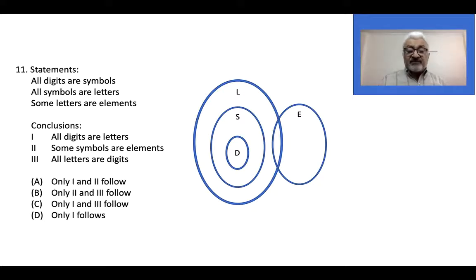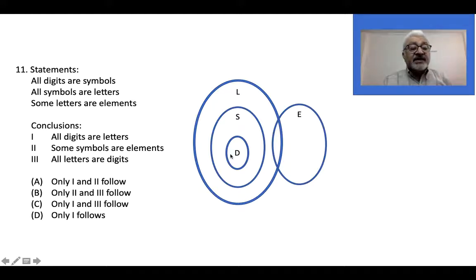But can they have? Can element have an overlap with symbols and with the digits? The answer is yes. Please keep it in mind, but this is a basic diagram that you need to draw. So can I say all digits are letters? All digits are letters here because digits are inside symbols and symbols are inside letters. Therefore, digits will also be inside letters. So this would be true.